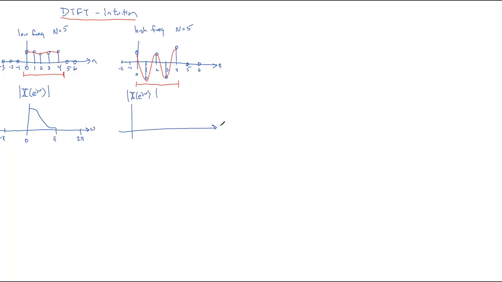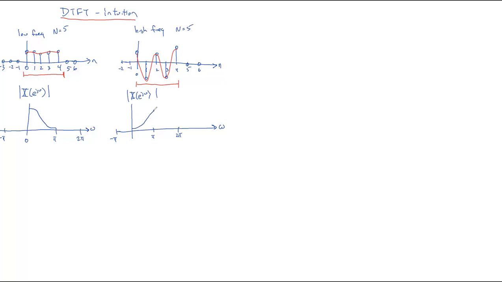So now the x-axis is omega, its frequency. And now it might look something like this. If you took the average, it might be not quite 0. So it might have a little bit of low frequency energy. But now most of this frequency energy is going to be concentrated in high ranges. So that's pretty much it for the intuition about what a DTFT is.